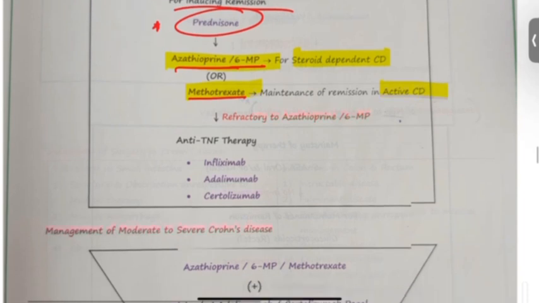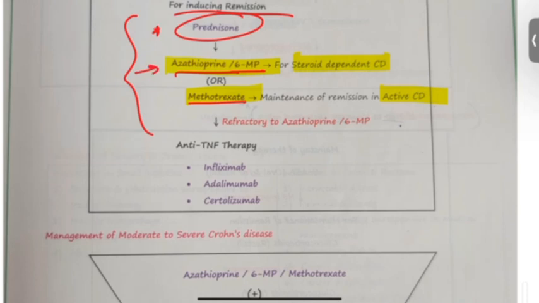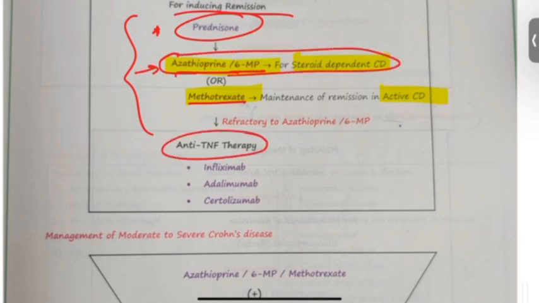Now we tried this. In this case, what happened, if the patient is refractory to azathioprine or 6-mercaptopurine, then we can't use this also. In that case, we'll go for anti-TNF therapy, that is monoclonal antibodies, infliximab, adalimumab, certolizumab, which we have studied so far.